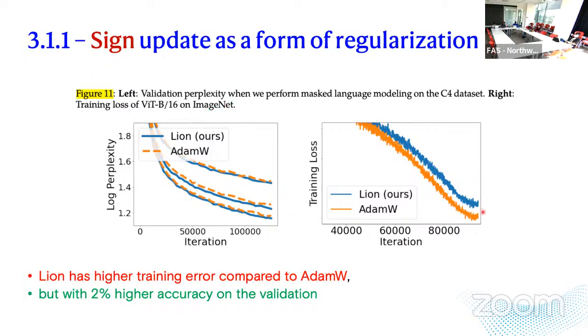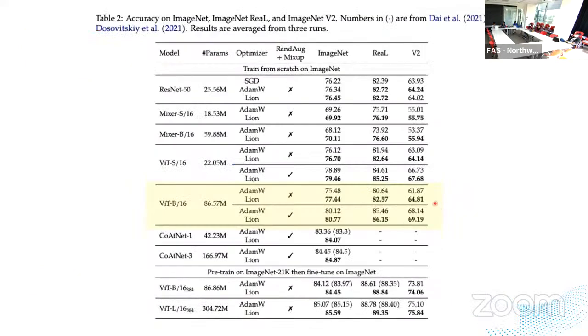Yeah. So the training loss is higher for Lion actually. However, in terms of validation, if you look at it, it has like a 2% increase. So it has helped in terms of generalization. I think that's a takeaway.